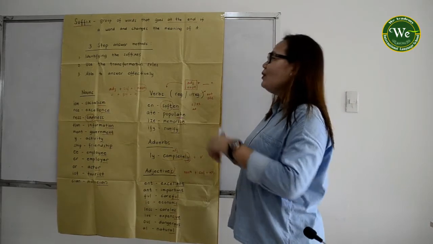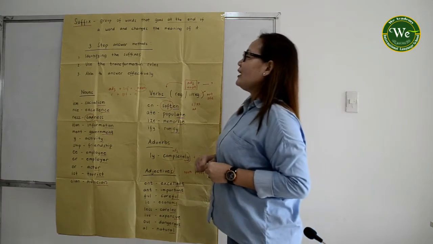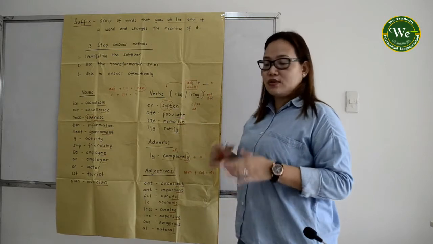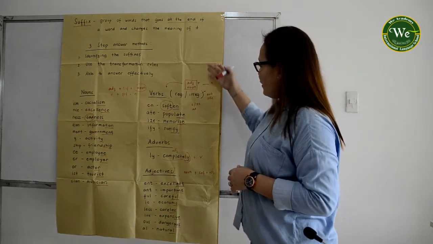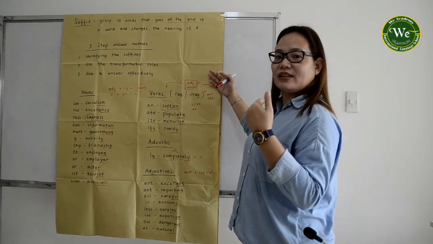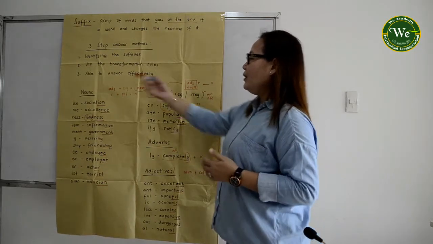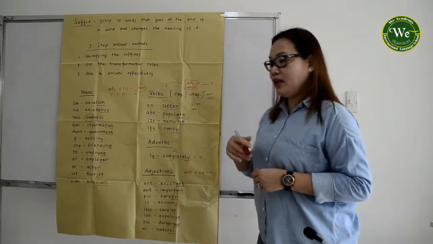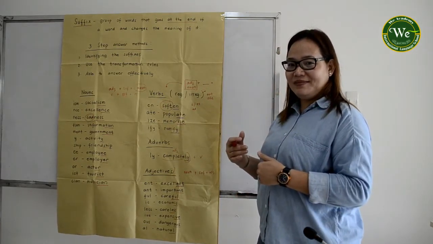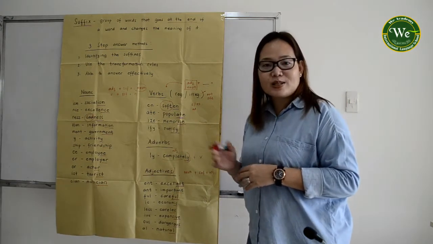So I think now we have completed the first method, identifying the suffixes, and then the transformation rules. As what I have written here, these are some of the easy and basic ways on how to transform those words into another kind of speech. So I'll be going with some sample exercises.